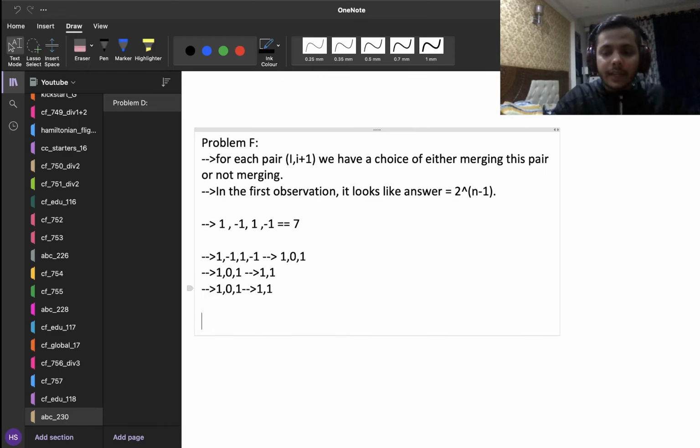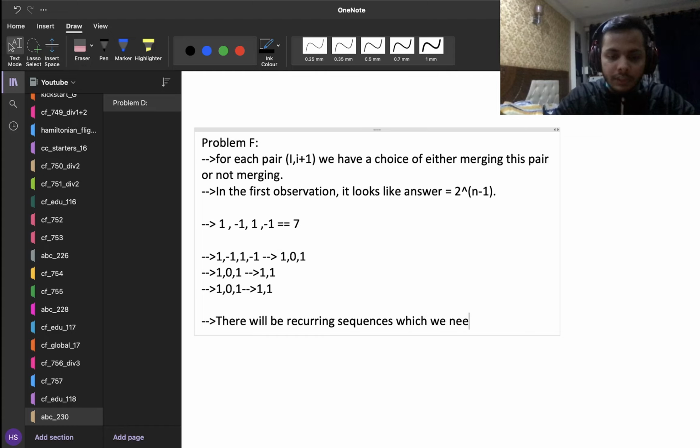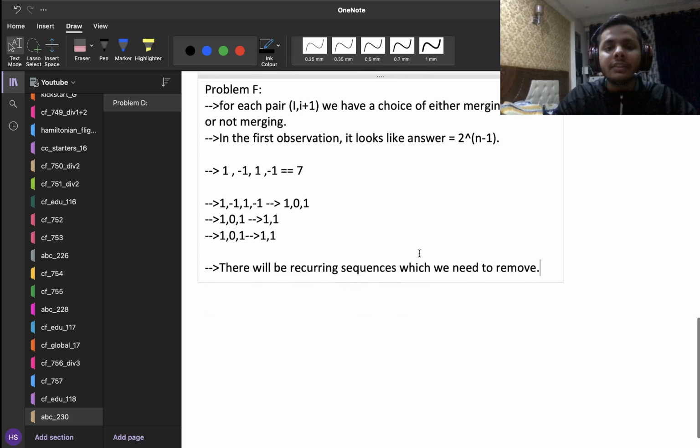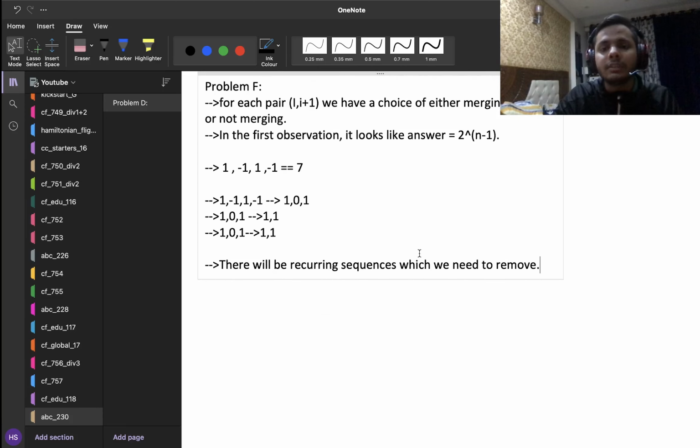So it turns out that there will be recurring sequences which we need to remove, right? So in an ideal world, if there were no recurring sequences, then we can just simply say that the answer is 2 raised to power n minus 1.